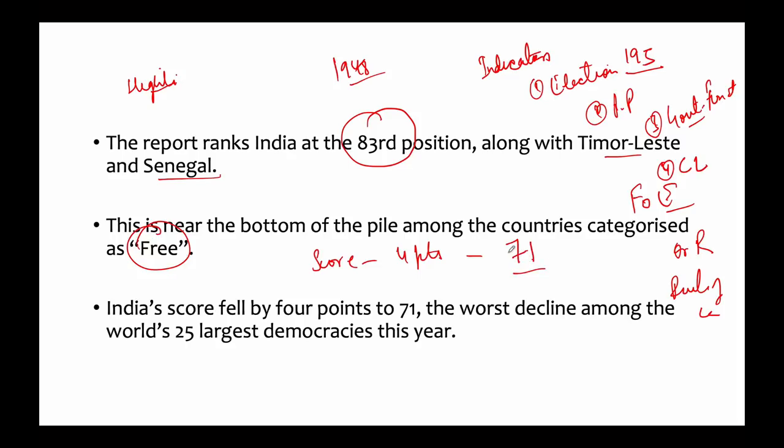This is the worst decline among the world's 25 largest democracies this year. India has scored 34 out of 40 points in the political rights category, but only 37 out of 60 in the civil liberties category, for a total score of 71. That is a drop of 4 points, as last year's score was 75.